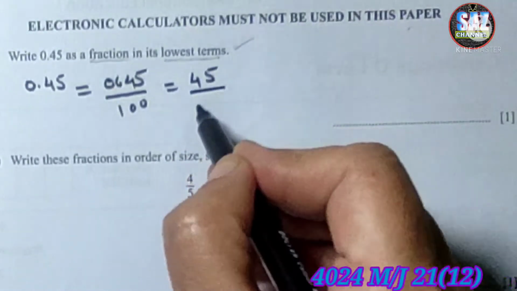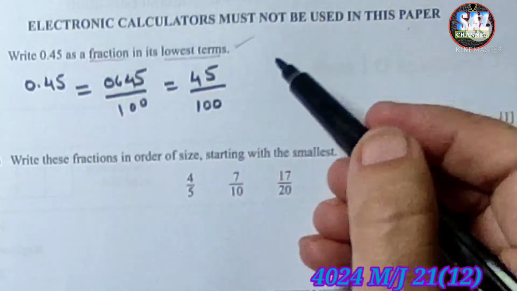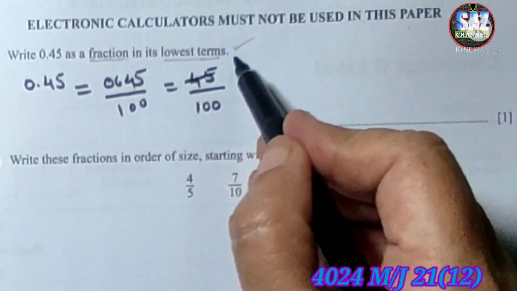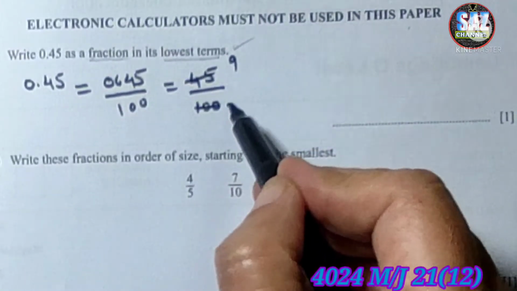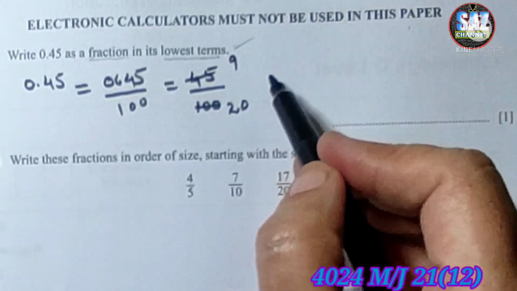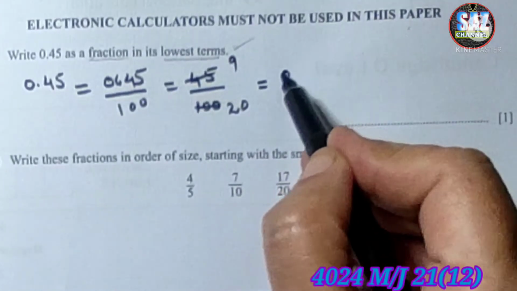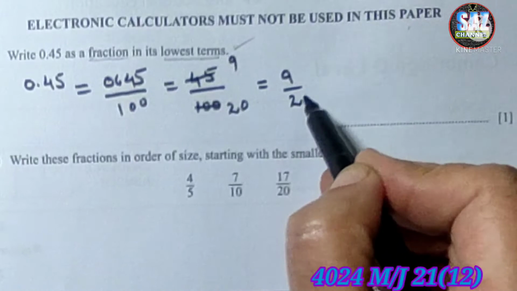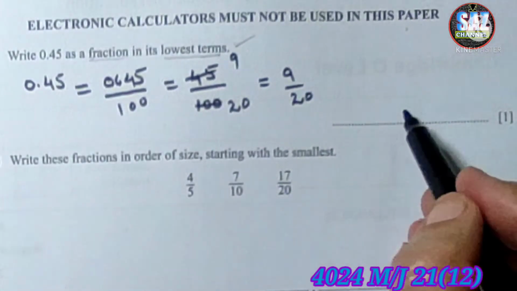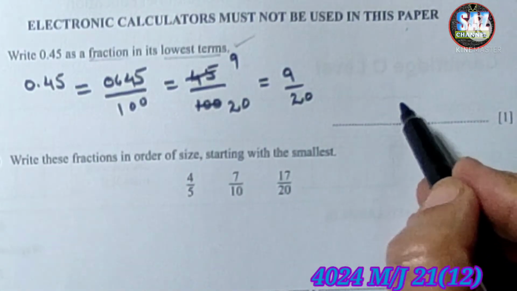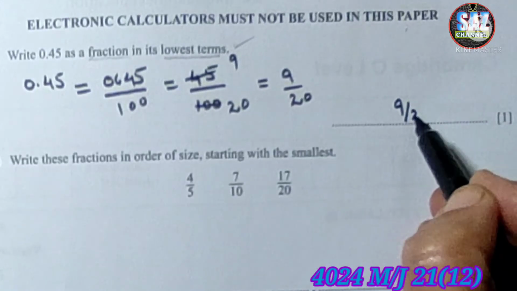45 by 100. Now think about the suitable table. I hope 5 times 9 and 5 times 20, which is equal to 9 by 20, and this is the final answer. And I have to fill up the final answer on the answer space as well. This is 9 by 20.